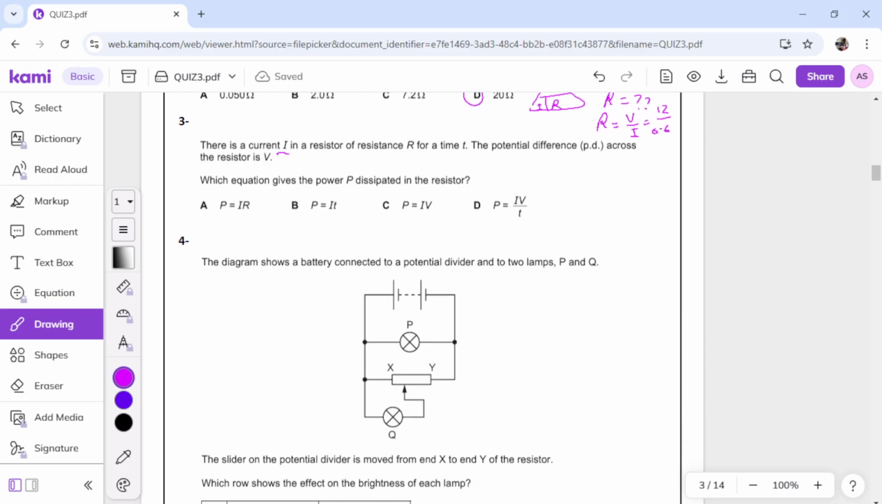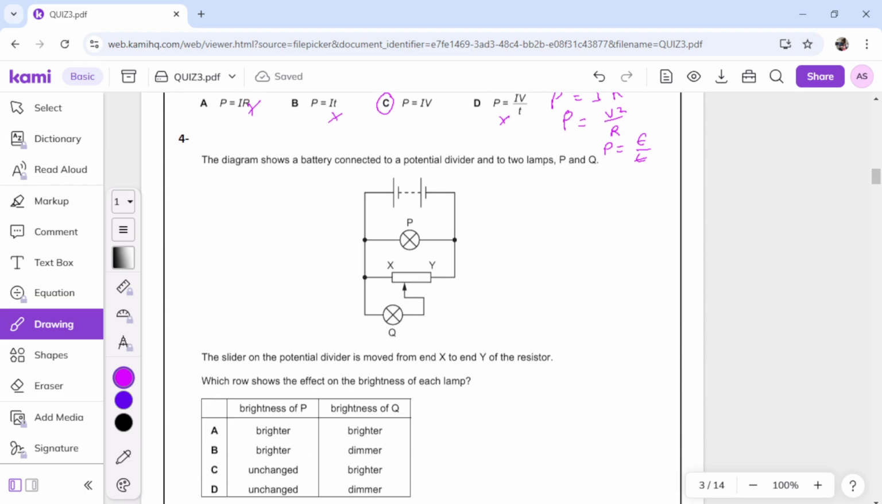There is a current I in a resistor R for a time T. The potential difference across it is V. Which equation gives the power? As you know, what is the equation for power? Power equals IV. Also power equals I squared multiplied by R. Also power equals V squared over R. Finally, power equals energy over time. So which one do we have to use? I multiplied by R is incorrect. P equals IT is incorrect. P equals IV is correct. P equals IV over T is incorrect. So B, sorry, C is the correct answer.